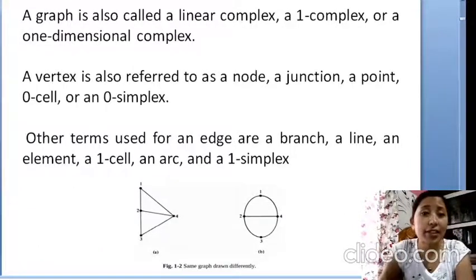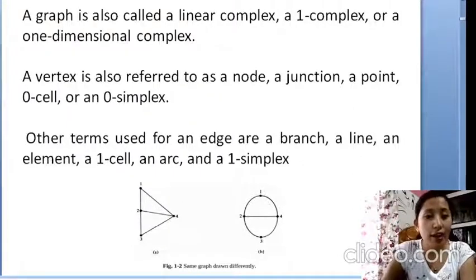These are the different names that we can use to call a graph, vertex or edges. A graph can also be called a linear complex or one-dimensional complex. A vertex can also be called a node, junction, point, zero cell or zero complex. Similarly, an edge can be called a branch, a line, an element, one cell, arc, or one simplex. So these are the different names.